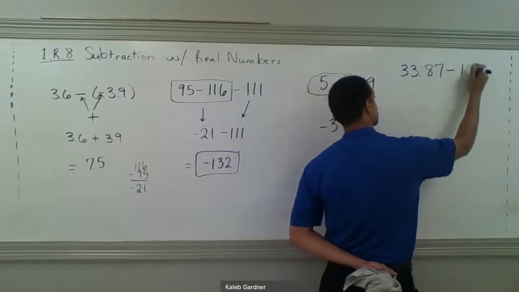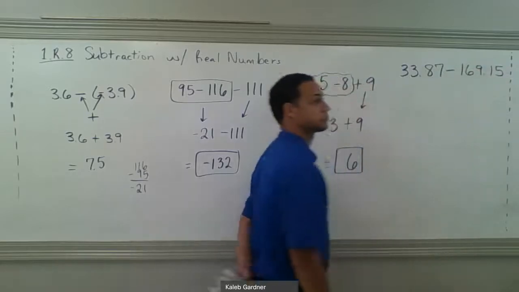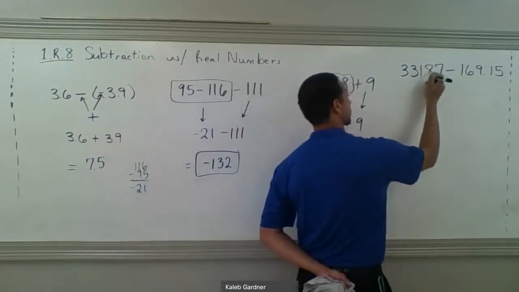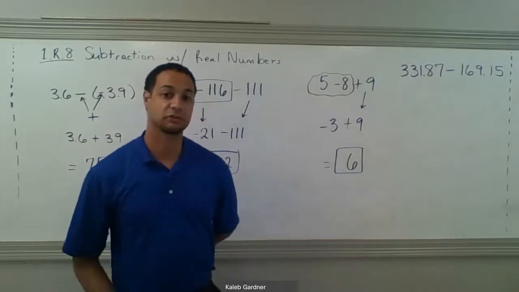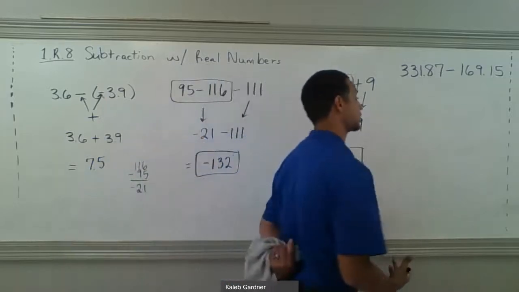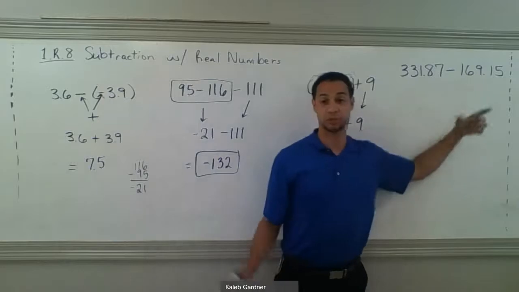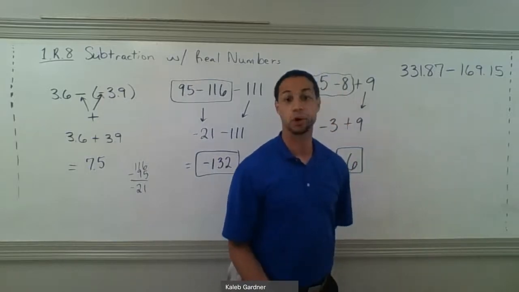331.87 minus 169.15. All right, 331.87 minus 169.15. What's going on here? Well, this number's positive, this number's negative. What do we do? We subtract. I'm going to go ahead and work it out like the old school way, right?